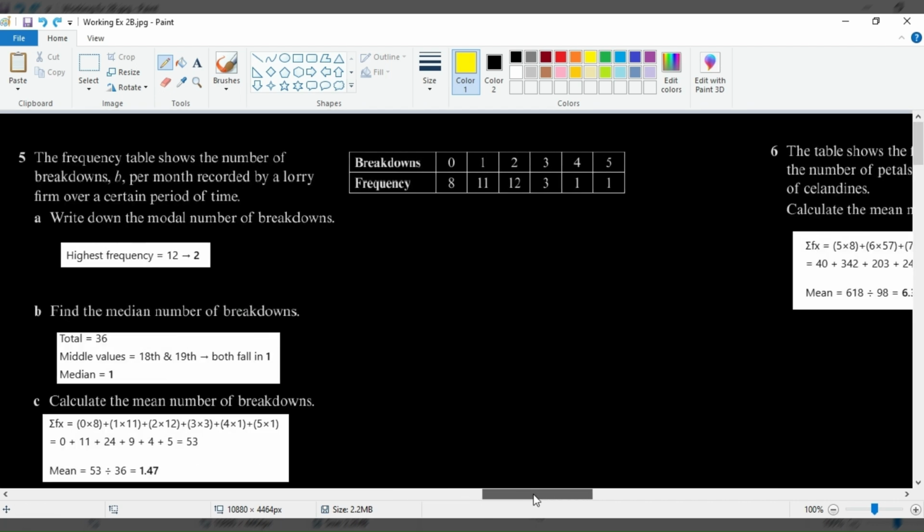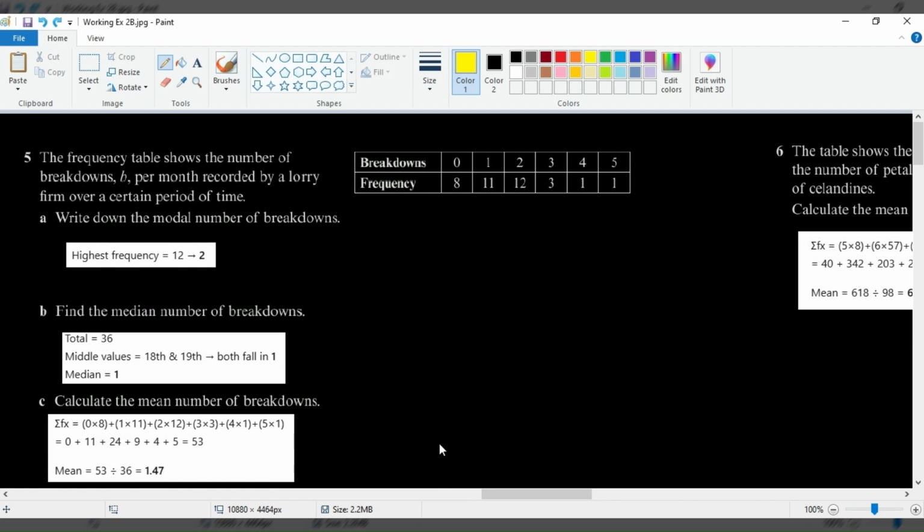Now comes question number 5. The frequency table shows the number of breakdowns B per month recorded by a lorry firm over a certain period of time. That means zero breakdowns happen 8 times, one breakdown happens 11 times, two breakdowns 12 times. Likewise, this data shows. So the highest frequency is 12 because two breakdowns are appearing 12 times.